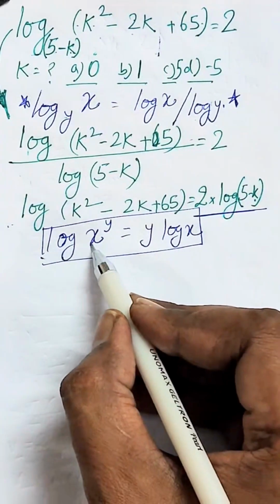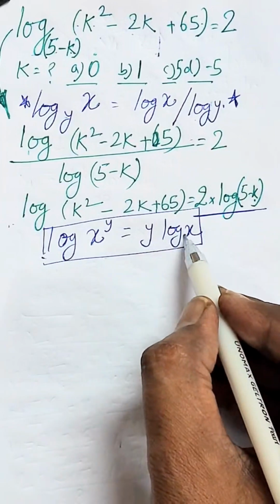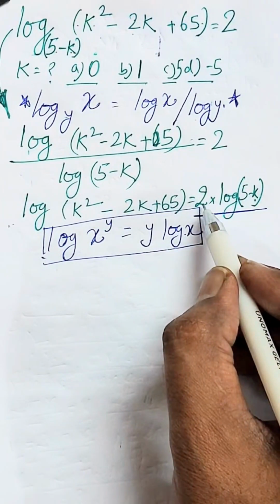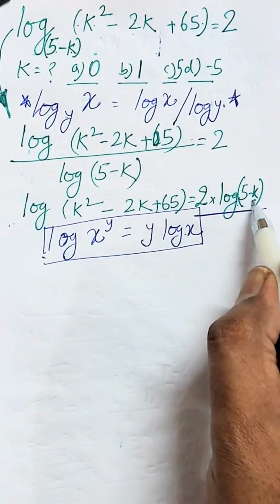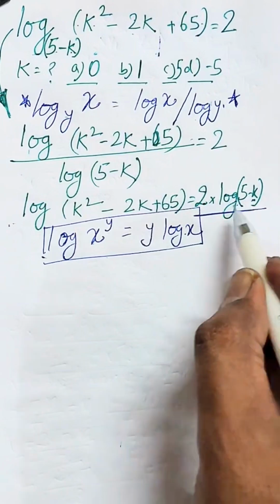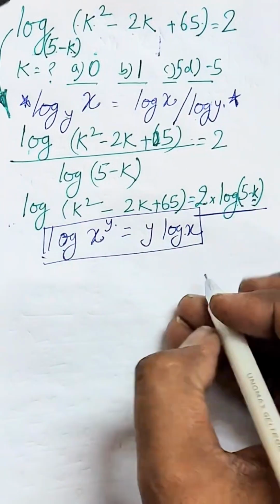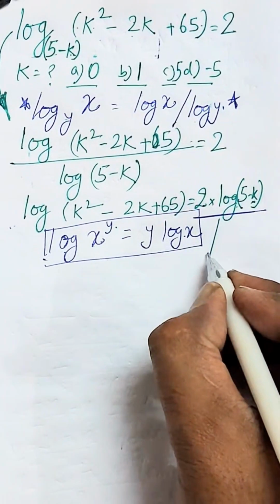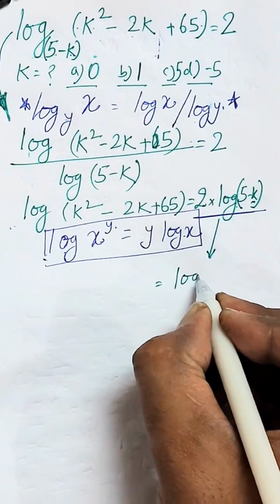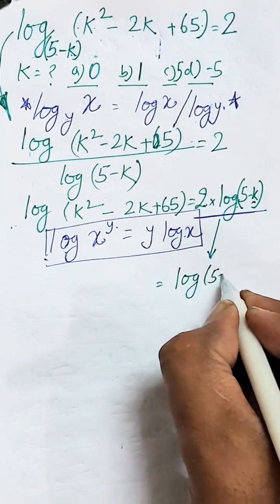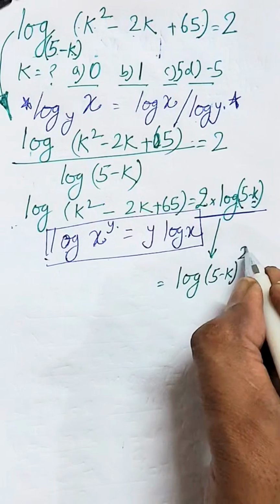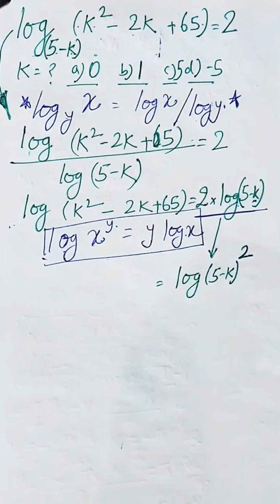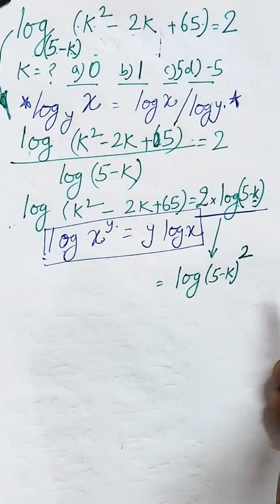Since log of x power y can be written as y log x, so you can see if this 2 is y and x is 5 minus k, then we can write it as log of x power y. So this RHS can be written as log of 5 minus k power 2. The 2 will be going into the exponent.